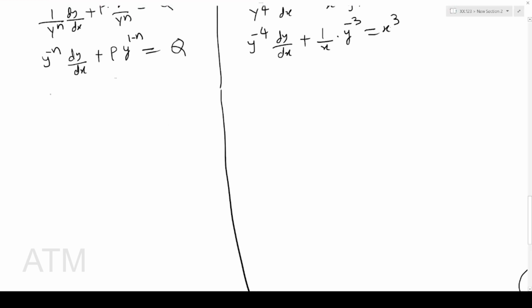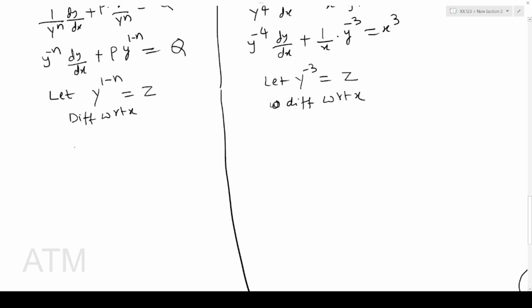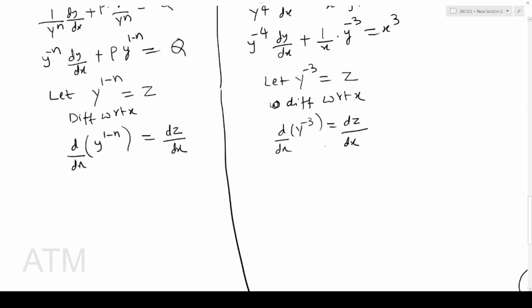After that, let y raised to 1 minus n equals z. Here, let y raised to minus 3 equals z. Differentiating with respect to x. Here also differentiating with respect to x. So that is the differentiation of y raised to 1 minus n with respect to x equals dz by dx. Here the differentiation of y raised to minus 3 with respect to x equals dz by dx.